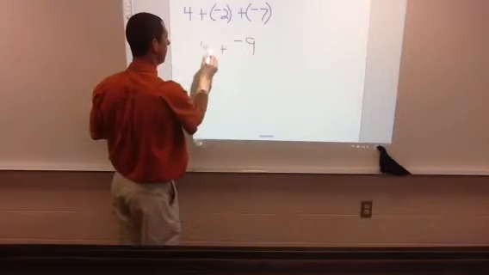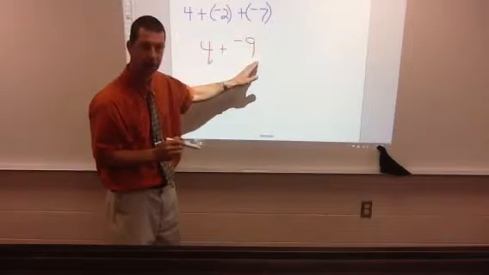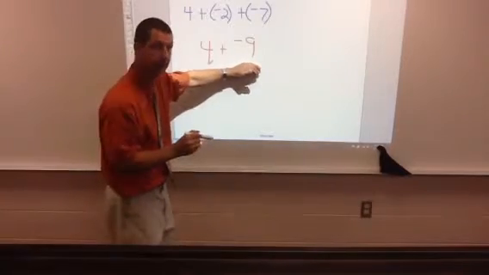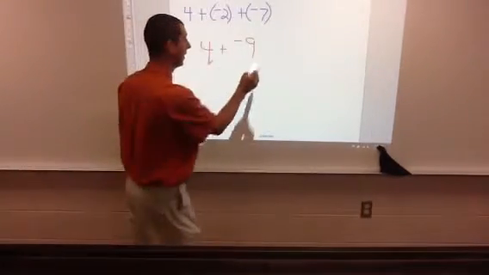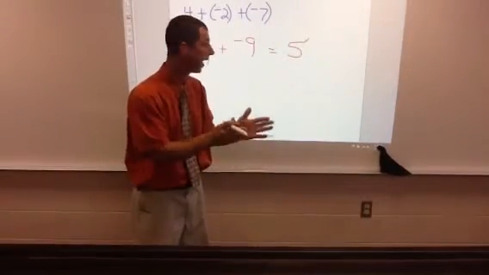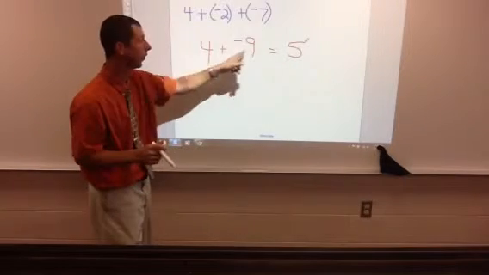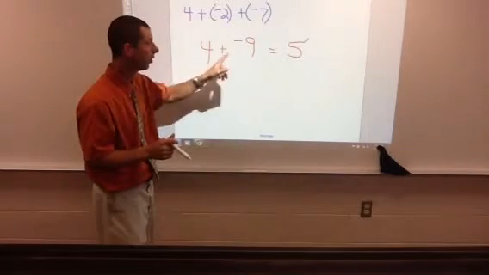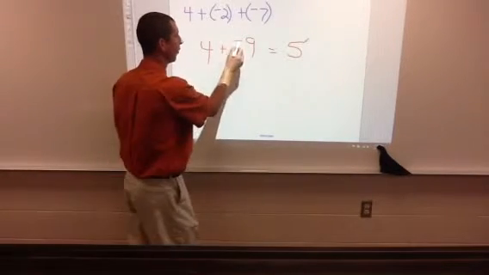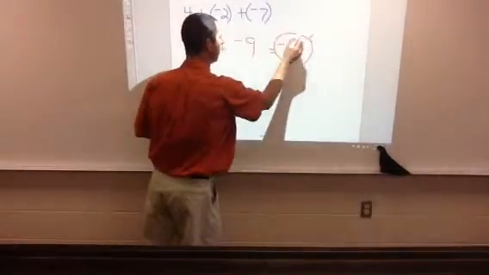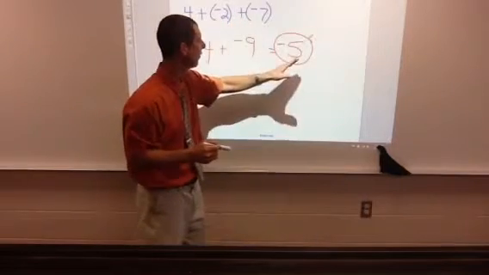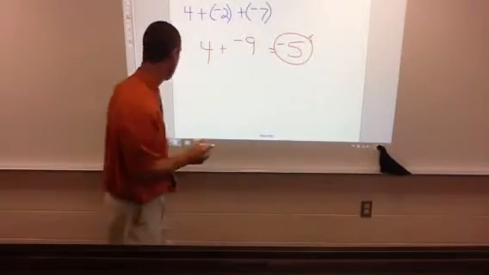All right, so now here is my problem. 4 plus -9. Now I have a positive plus a negative. I have to subtract. The difference between 4 and 9 is 5. But now I have to put the correct sign. Is it a -5 or is it a +5? Well, what number is further from 0? Is 4 further from 0 or is -9 further from 0? On a number line, -9 is, so that's the sign I need. The correct answer to this problem, 4 plus -2 plus -7, is -5. All right?